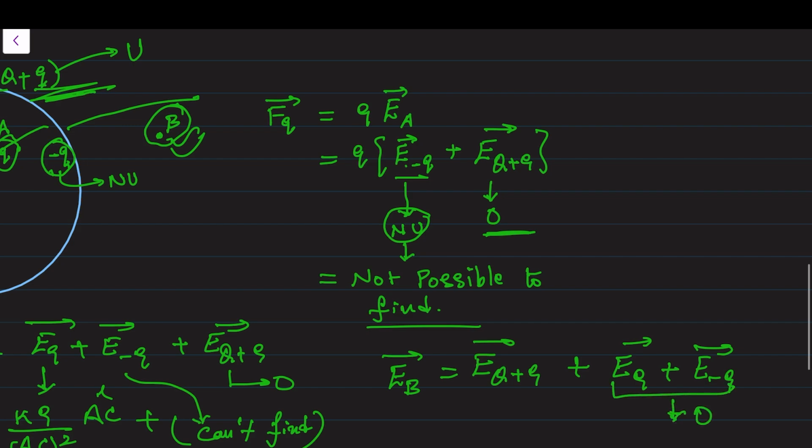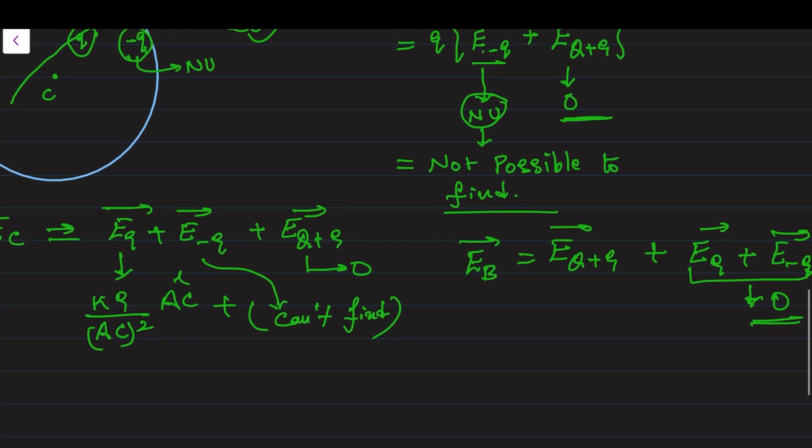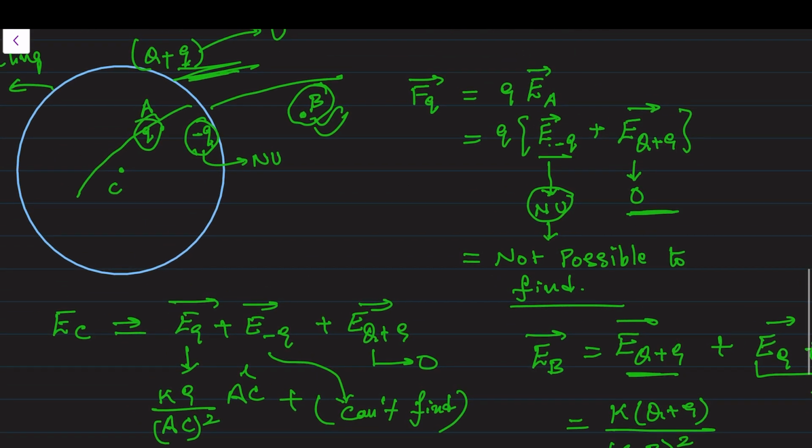And why it is 0? From the properties of behavior of conductors in electrostatics. Now, when you have to find this particular thing, it will come out to be k(Q plus q) upon CB square. We have an outside point, and a uniformly distributed charged sphere can be considered as if the charge is located at the center. So CB, this distance, CB whole square, and direction will be CB cap. This will come, right?